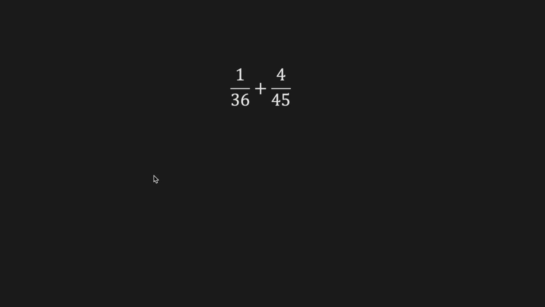How do we add these two fractions? 1 over 36 plus 4 over 45. We must find a common denominator, which is the least common multiple of 36 and 45.